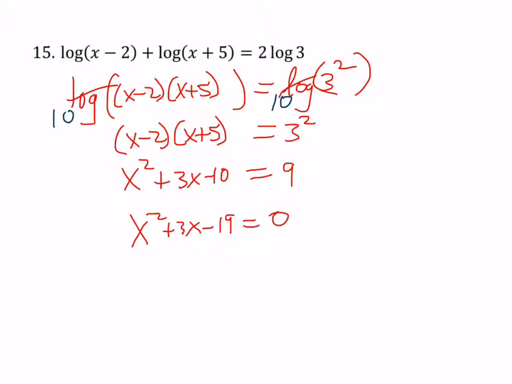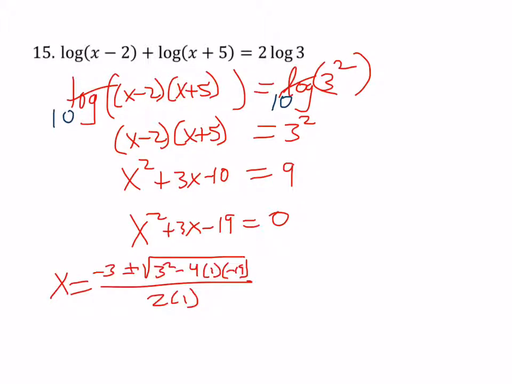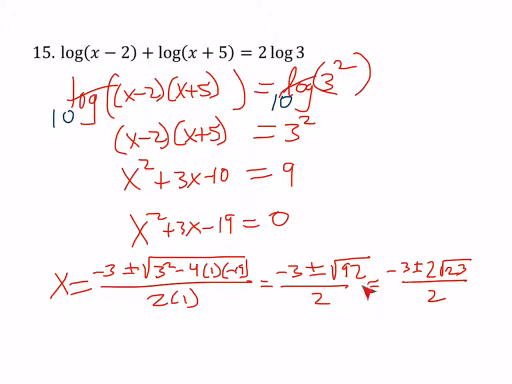And let's solve that. I don't think we're going to factor that thing. Nothing's going to happen there, so we need the quadratic formula. x equals negative 3 plus or minus the square root of 3 squared minus 4 times 1 times negative 19, all over 2. Let's clean it up: negative 3 plus or minus the square root of 92 all over 2. And 92 happens to be 4 times 23, so we can take the square root of 4 and get 2. Can't simplify anything else here, so there is our exact answer.